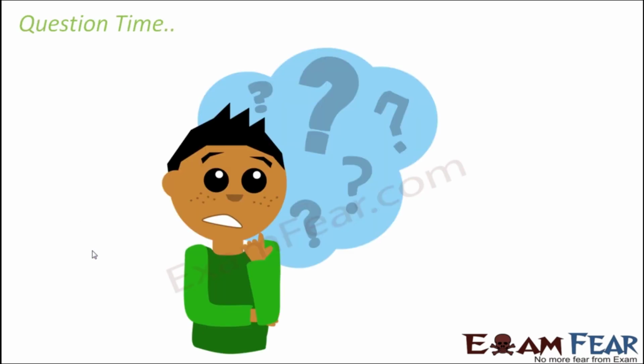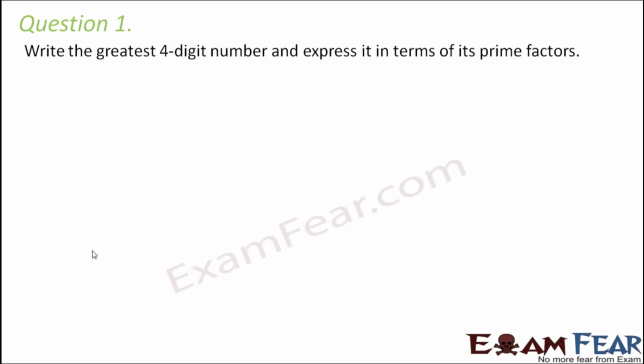So let us quickly look at some of the questions based on the concept of prime factorization. Write the greatest 4-digit number and express it in terms of its prime factors. So what would be the greatest 4-digit number? The greatest 4-digit number would be 9999, because 9 is the greatest digit. So how would you find its prime factors?